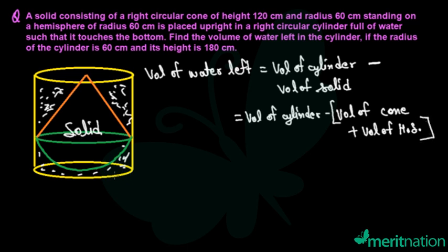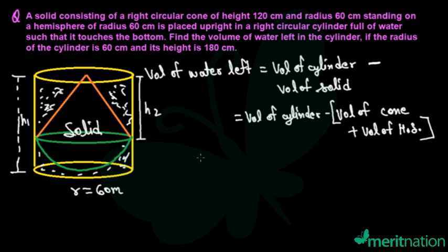Now let's come to the dimensions. Radius is same for all of them. Quite clearly you can see as the figures are exactly fitting inside the cone and the hemisphere, their circular areas are coinciding. So radius is same for all of them, that's equal to 60 centimeters. Let's call the height of the cylinder as h1 and the height of the cone as h2.